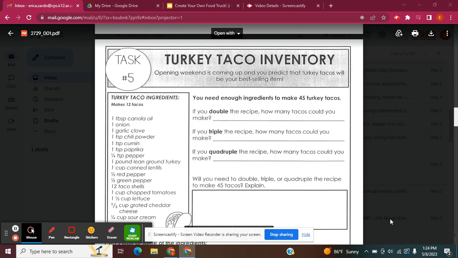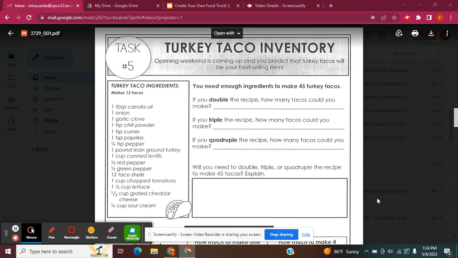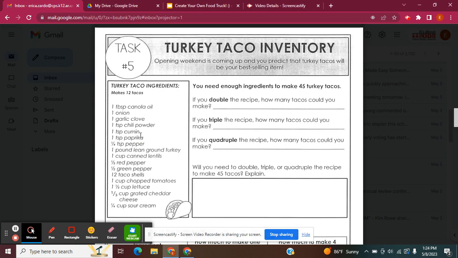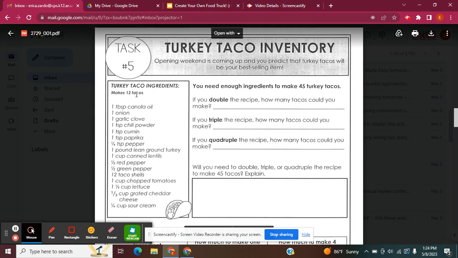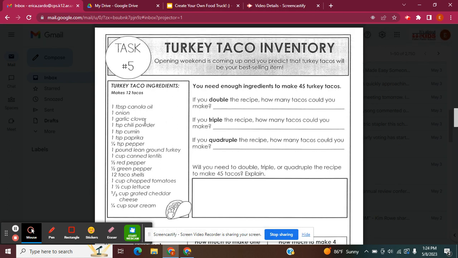The big day is almost here, and I know you're excited. It's almost time for opening weekend. So, task 5 is your turkey taco inventory. You have to figure out, using this recipe over here, how many things you need to purchase and how many batches of this recipe you need to make.